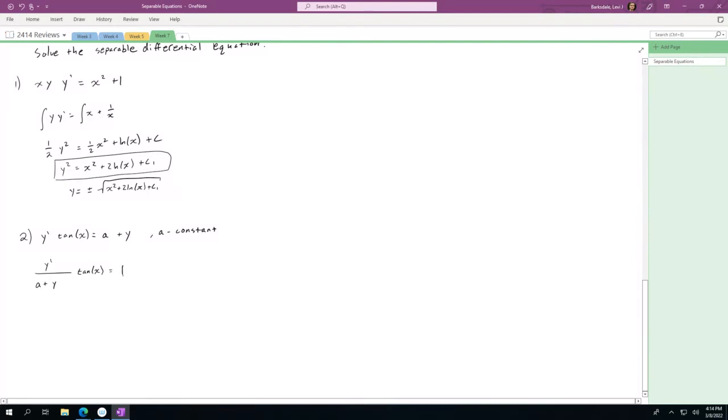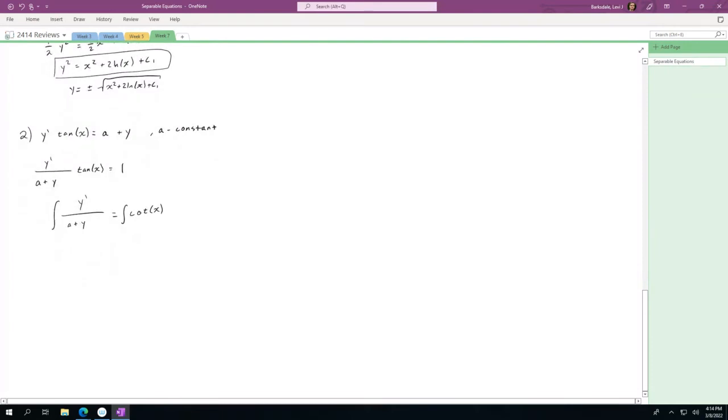And then divide both sides by tangent. So we have y prime divided by a plus y is equal to 1 over tangent, which is cotangent of x. Now we can simply integrate both sides. The integral of the left-hand side is simply u substitution. We can let u equal a plus y, so du is just equal to y prime. So then we have the integral of du over u, which is of course the natural log of u. So we have the natural log of a plus y on the left-hand side.